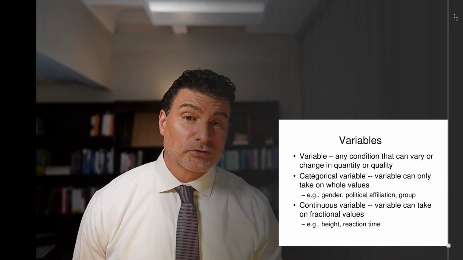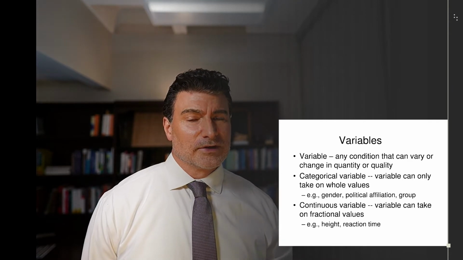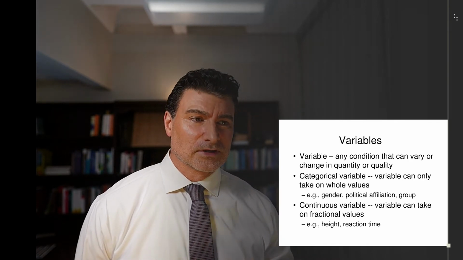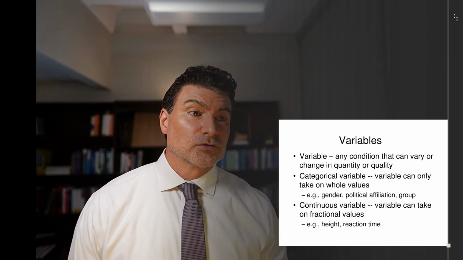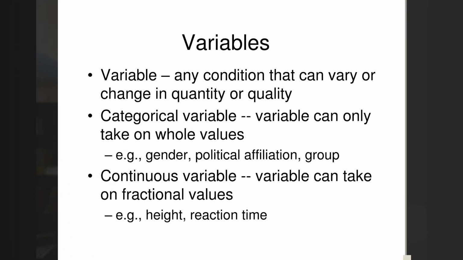All right, so I'm going to talk about variables, and variables in general are anything that can take on a value. I'm going to talk about different types of variables and break it down into dichotomies of variables. So our first dichotomy of variables: we'll talk about categorical variables and continuous variables. Categorical variables are things that take on a whole value. I think of it as groupings. So you're in one group or another group.